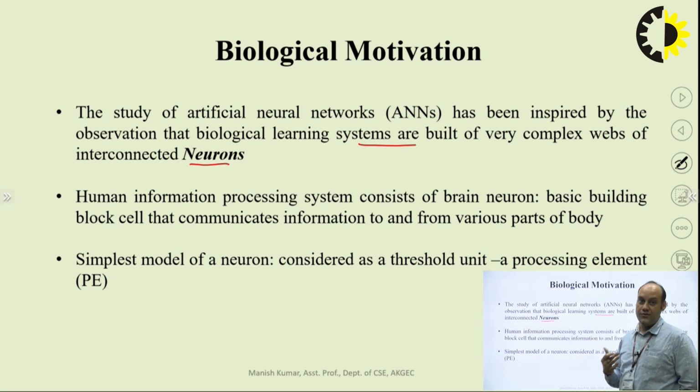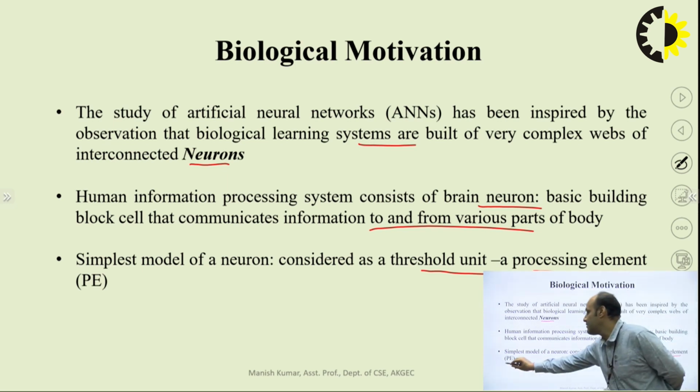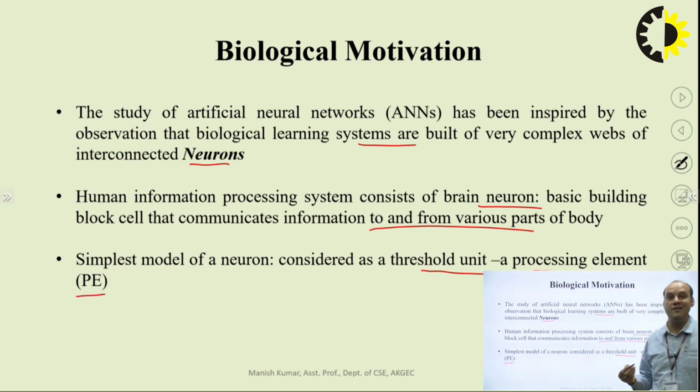As we know, the human information processing system consists of the brain neuron, which is the basic building block cell that communicates information to and from various parts of the body. So I can say that this is a neuron. By being inspired from the neuron, we will devise a simplest model of a neuron. Okay, we will consider it as a threshold unit, and we will give it the name of processing element, PEs. We will use several PEs, processing elements.